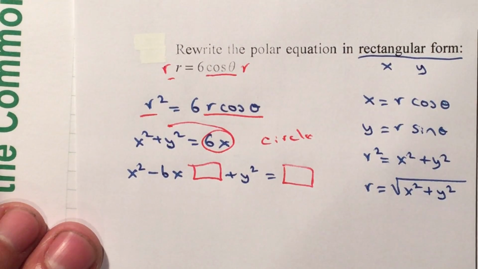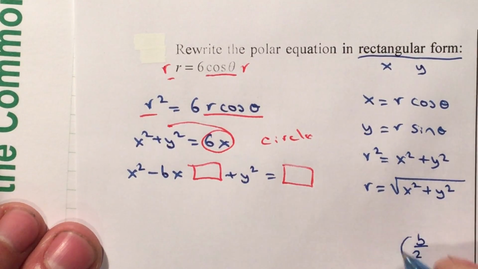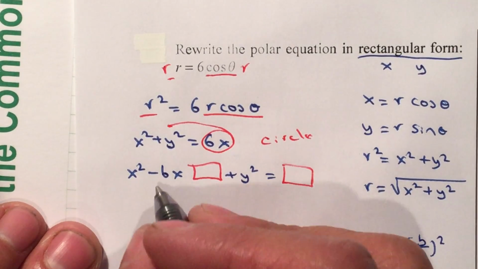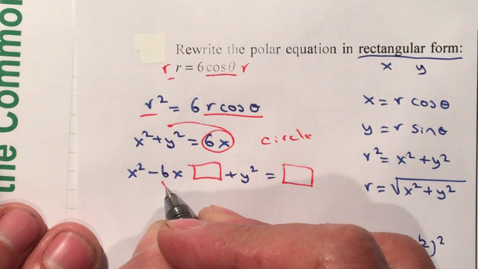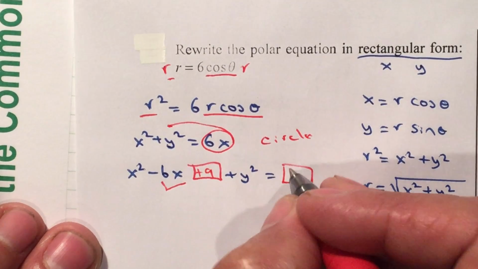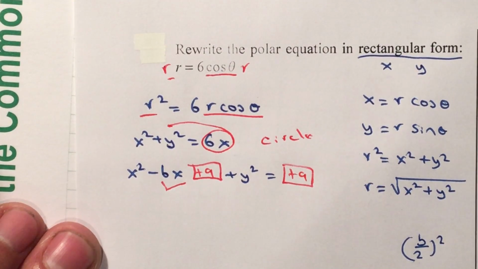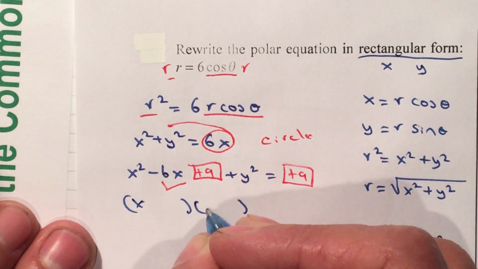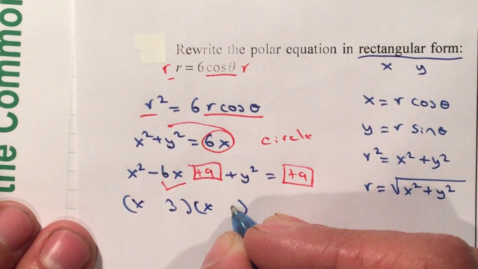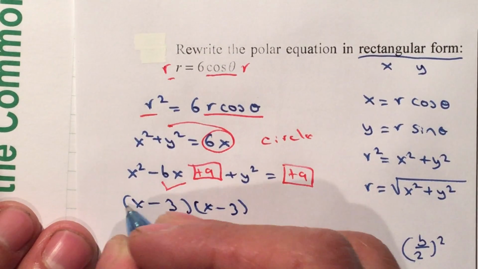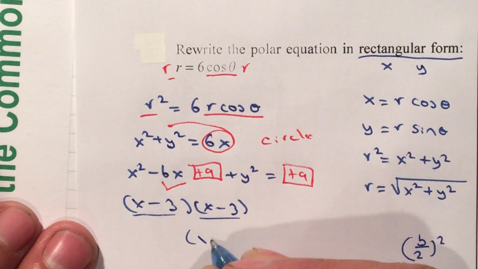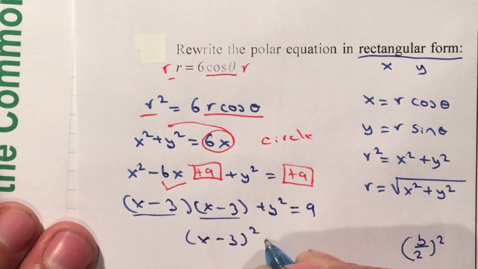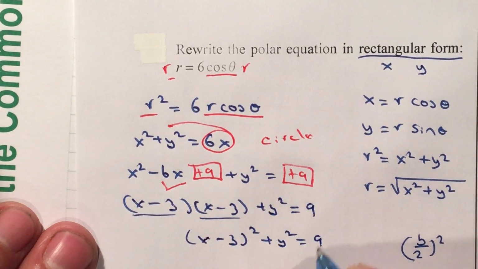Now to complete the square, your formula is b divided by 2, and then you square it. Most of us do it very quickly: take half, -3, squared, +9. And what I do on one side, I need to do to the other side. I'm going to factor this. x and x, factors of 9 will be 3 and 3, and they both should be negative. They will always be the same, so therefore it'll be x minus 3 squared plus y squared is equal to 9.